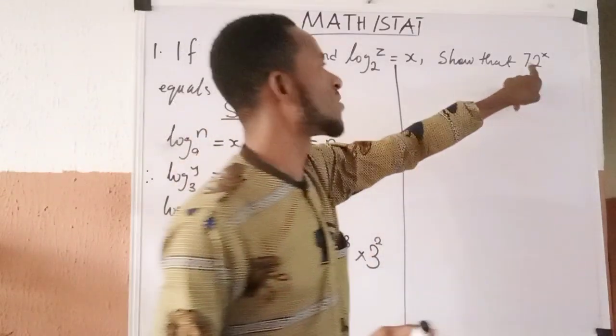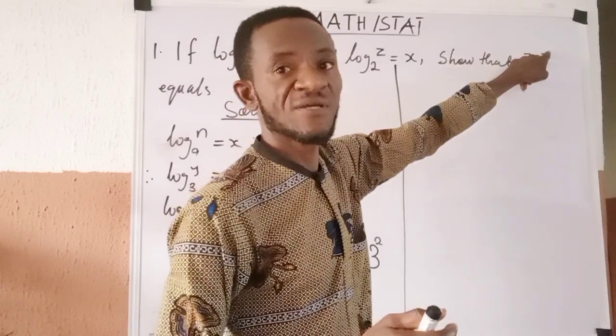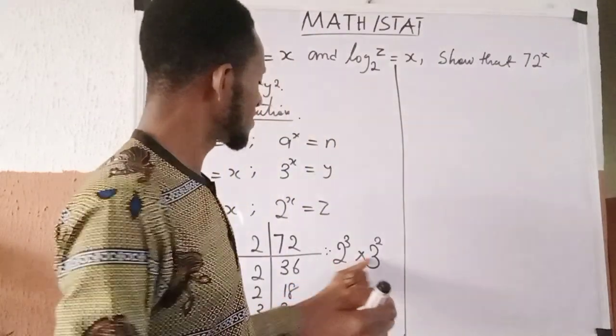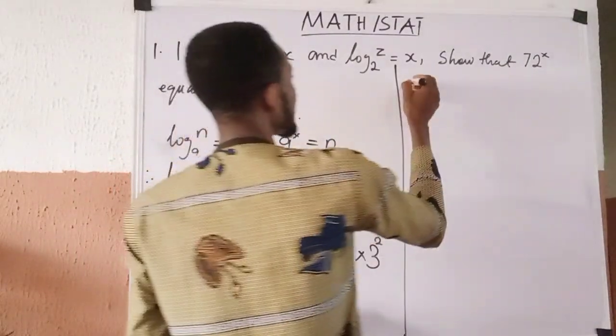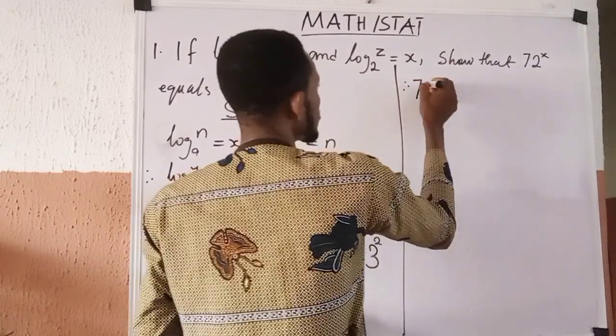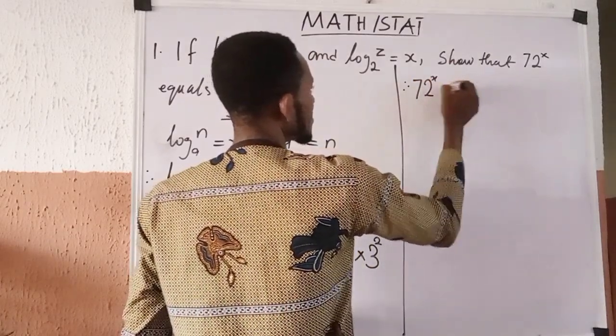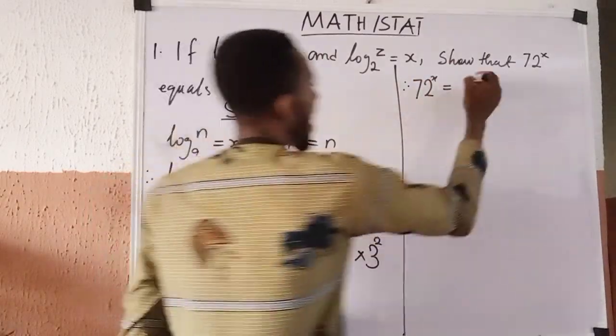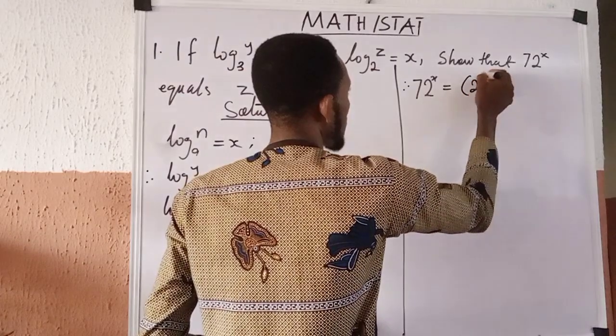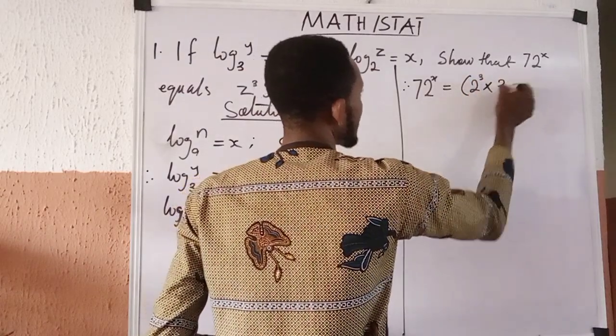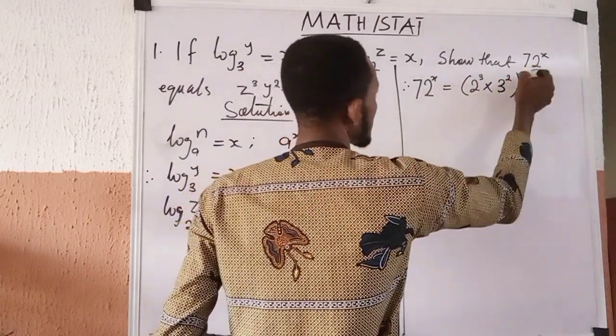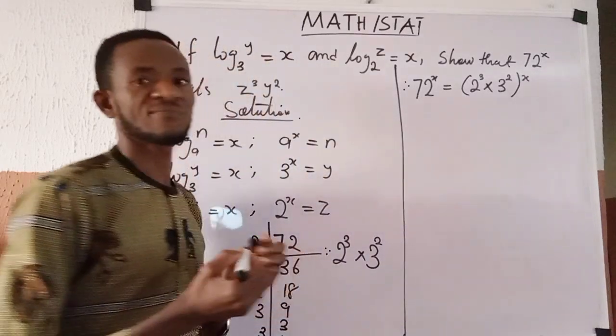But we are dealing with 72 raised to power x. But we have known that 72 is the same thing like this. I will say, therefore, my 72 raised to power x is equal to 2 raised to power 3 multiplied by 3 raised to power 2, all raised to power x. They are the same thing.